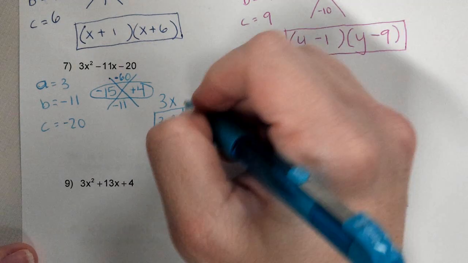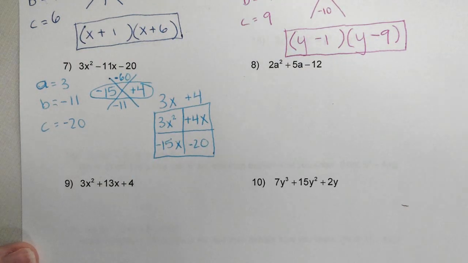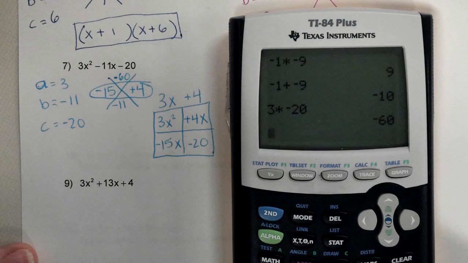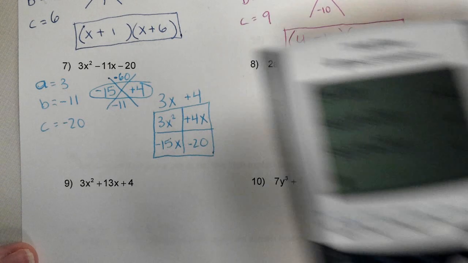Does 4 go into 20? It does, and since this is a positive, this is going to be a positive. And again, you can also check your work here. Math, right, 9, 4, 20. Remember, you can't type negatives in here. It tells me 4. Oops, typed it twice, sorry.